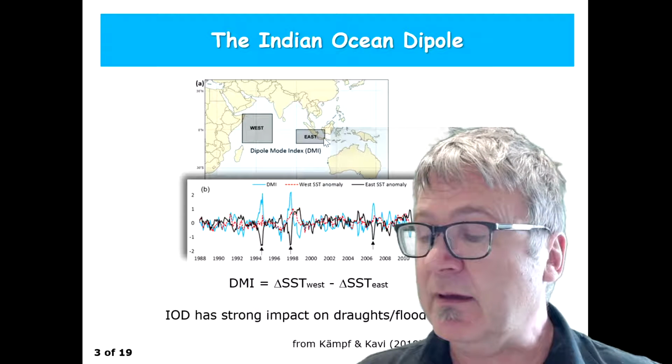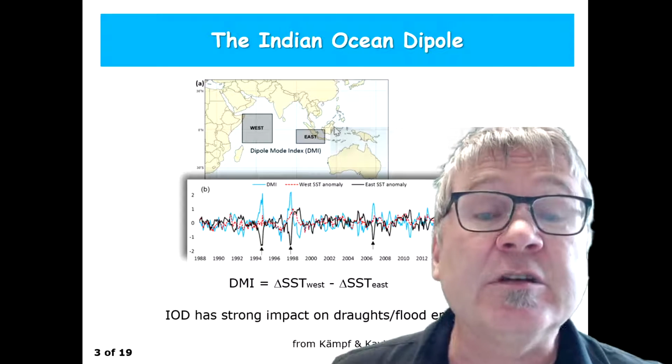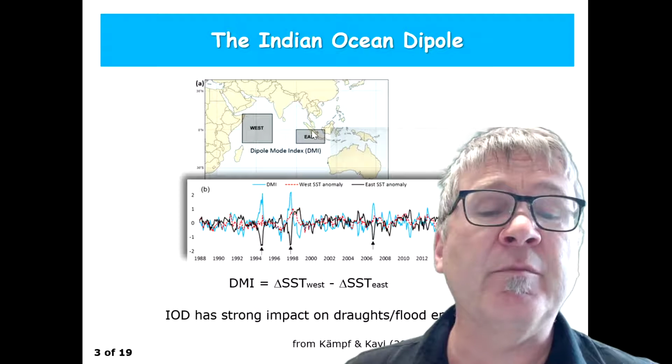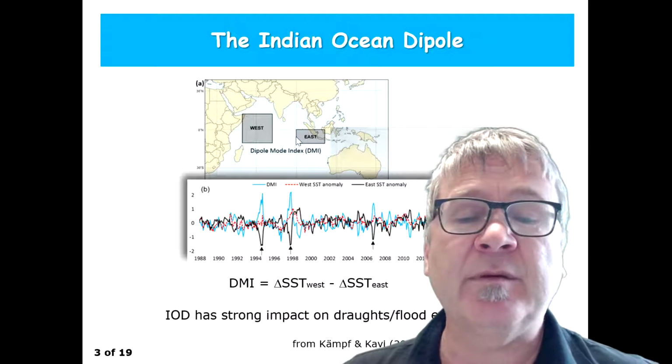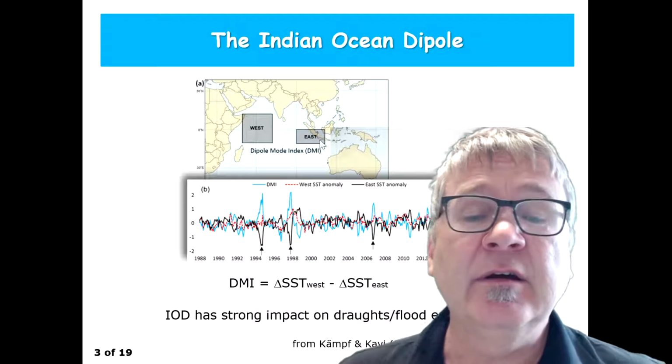Okay, let's get the mouse activated. You see where the mouse is. The region which is called East. Okay, it reaches from the equator to something like 10 degrees south. It's this area here, East.